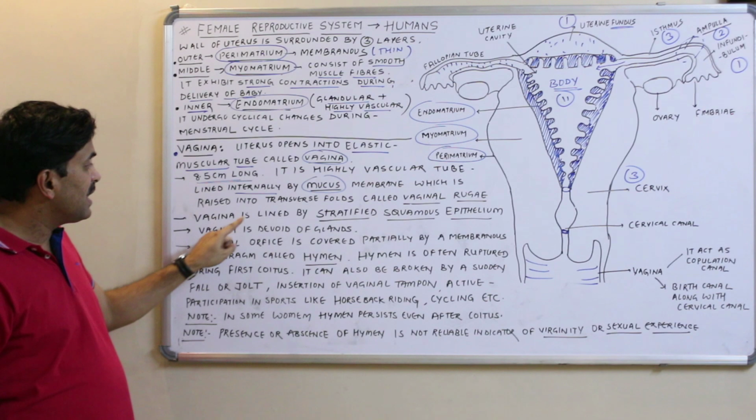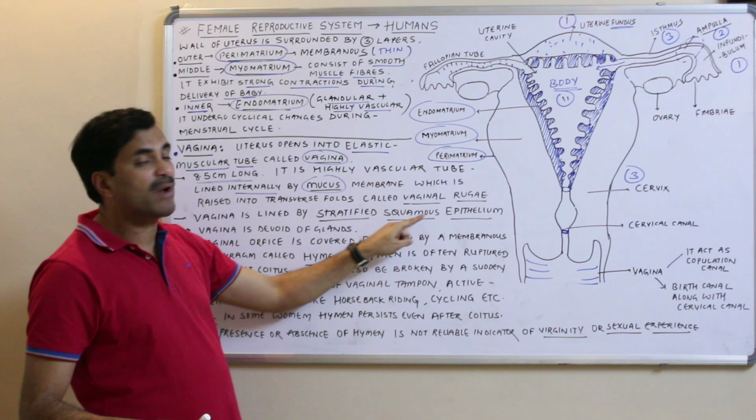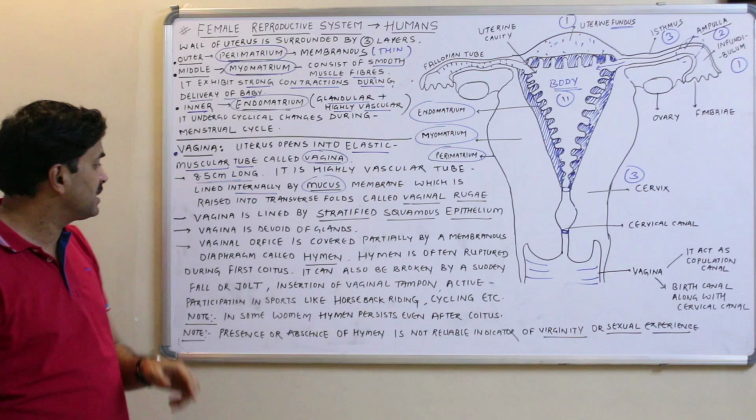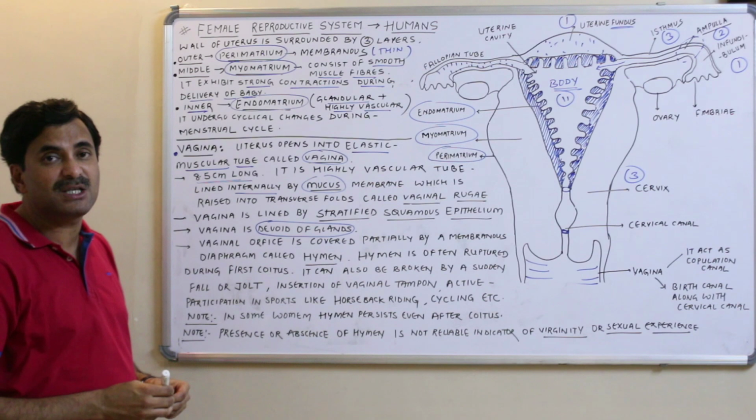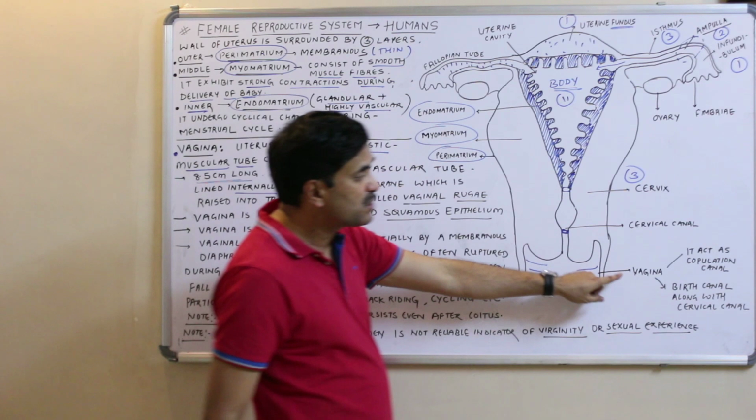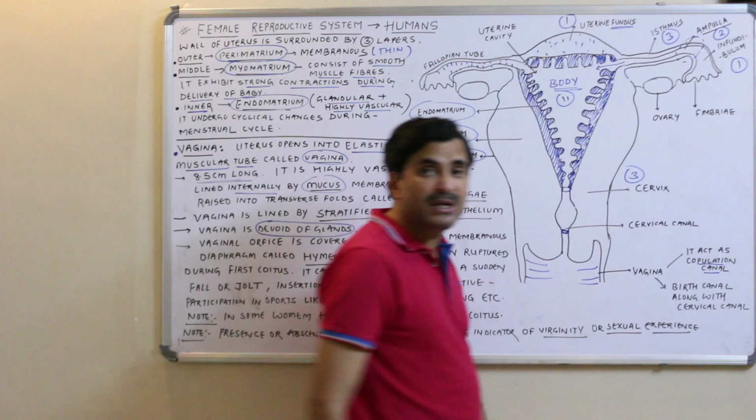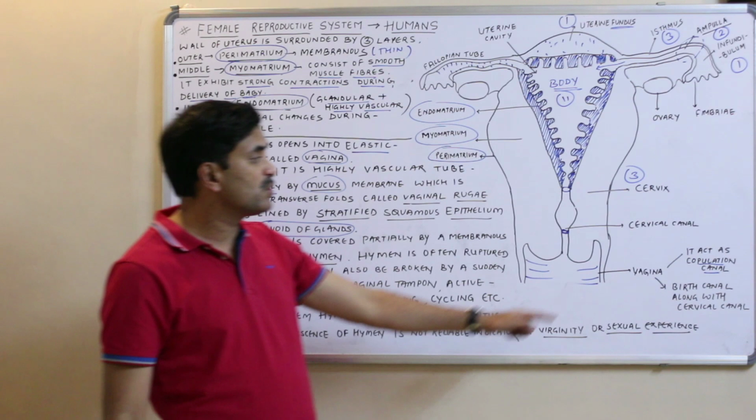Now, the vagina is lined externally by stratified squamous epithelium. And remember one thing, this vagina is devoid of any glands. It does not consist of any sort of glands. And what is the chief function of the vagina? The vagina acts as a copulation canal. During coitus or sexual intercourse, the male releases the semen into the female vagina only, and that's why it is called the copulation canal.